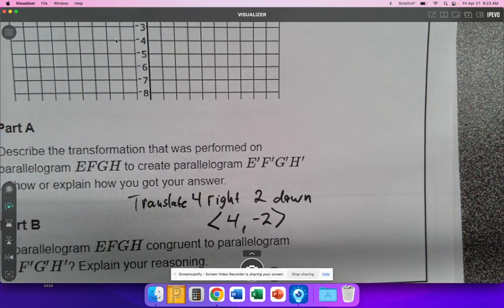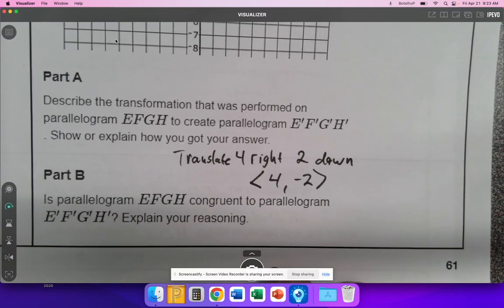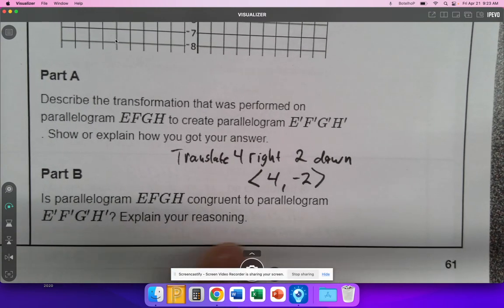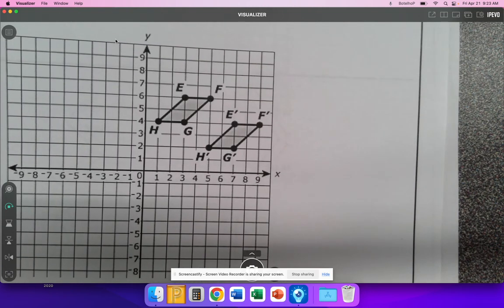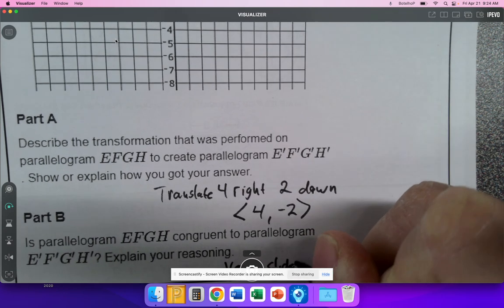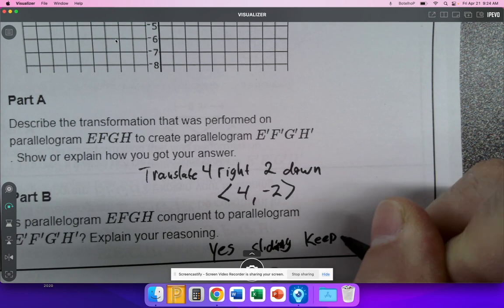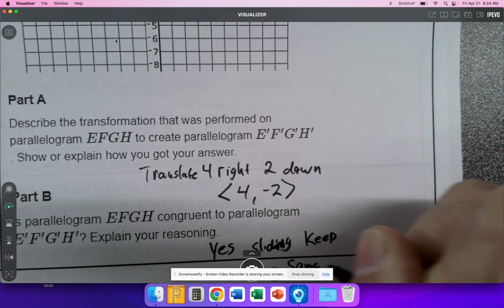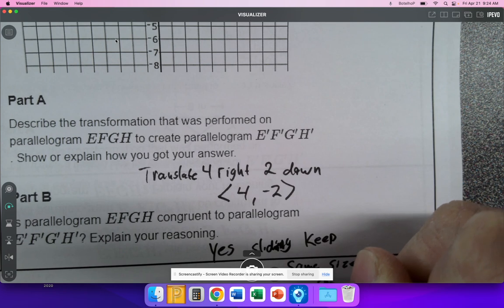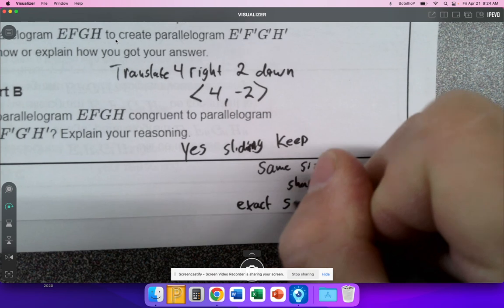Is the parallelogram congruent? Let's not make a mistake here. We just talked about that. So, of course, they're congruent to each other. They're just slid. They're exactly the same. So the answer here is yes. Sliding keeps the same size, shape, exact same.